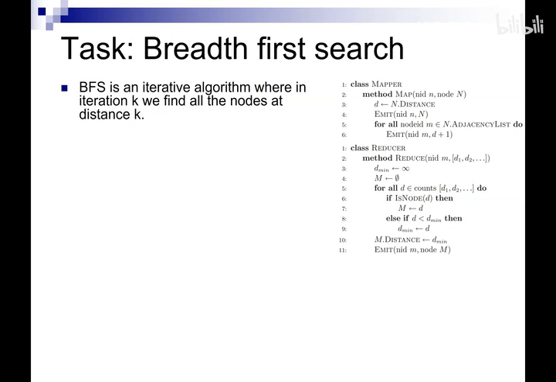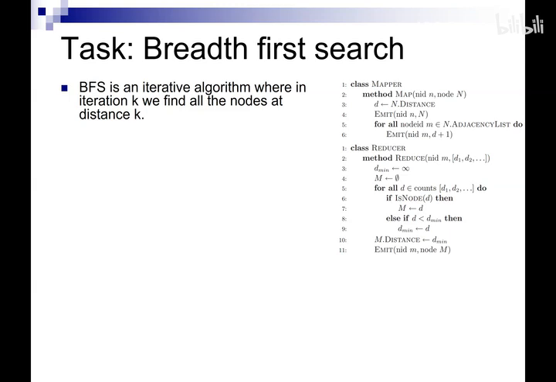Up to now, we've been talking about problems involving numbers or strings. Now we're going to talk about some graph problems and how we can solve these in MapReduce. The first problem we're going to look at is breadth-first search. In breadth-first search, we're given some root node, and you want to find the shortest number of hops of every other node from this root node.